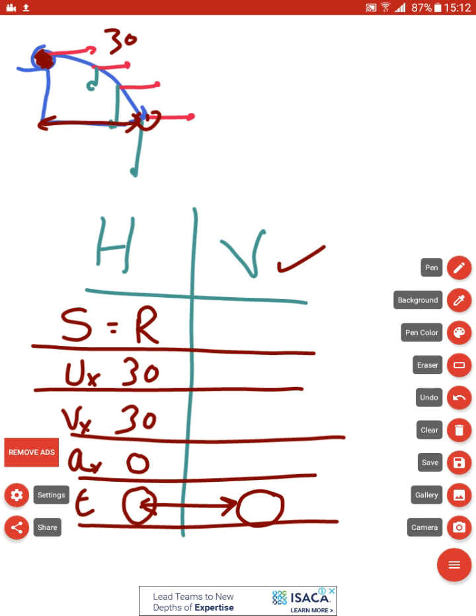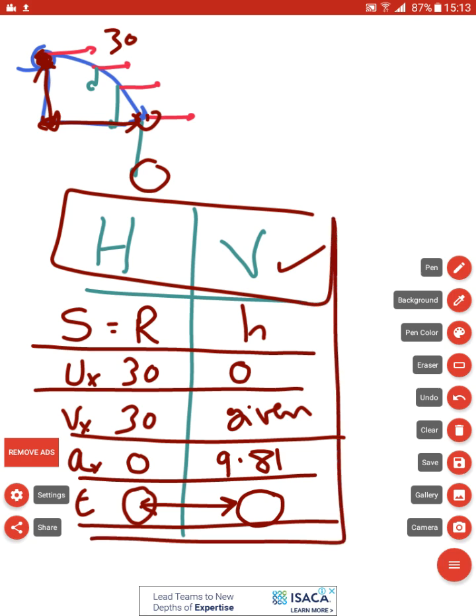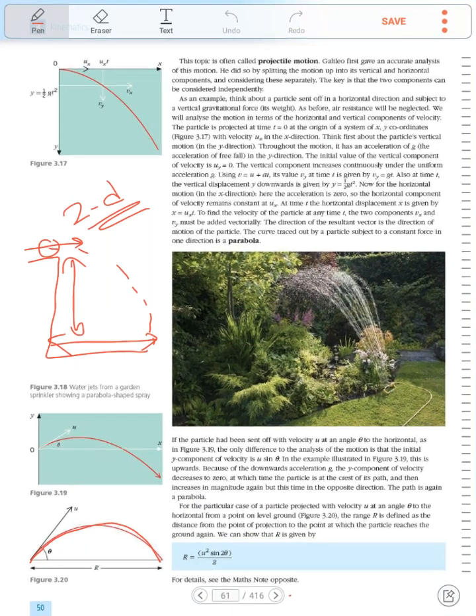Acceleration of free fall vertically is 9.81 meters per second squared. The initial speed vertically is 0. The final speed here is given, or you can calculate it. And the distance traveled vertically is the height. Using this plan, you can solve any question in two-dimension motion.